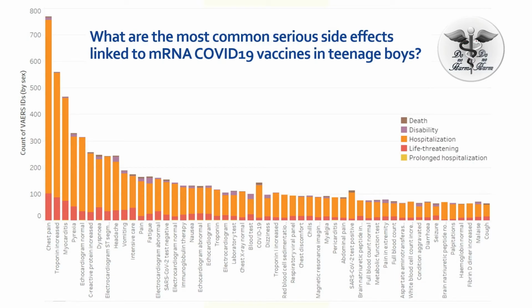What are the most common serious side effects linked to mRNA COVID-19 vaccines in teenage boys? This slide presents a demographic profile that was sensationalized in media reporting for adverse events from COVID-19 vaccines that stimulated additional research, ultimately adding myocarditis as a known effect to the official product label.